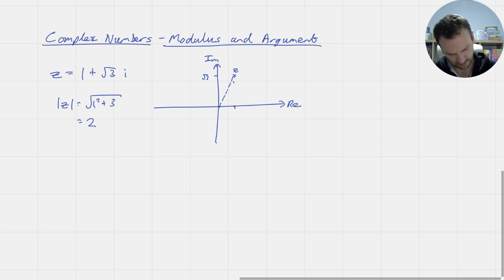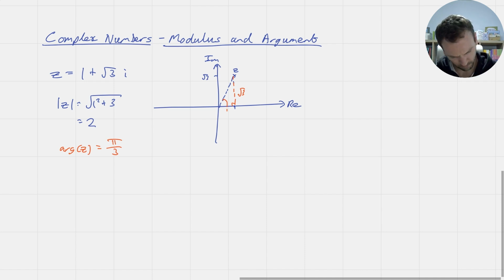Okay, what about the argument for this number then? The argument is measured anti-clockwise from the positive real axis. So the angle we're talking about here is this angle in red. Once again, we can go to the same right angle triangle. This is root 3, this is 1, and just do trigonometry, and the argument of z is simply going to be arctan, or tan minus 1, of root 3 over 1, which if you know your special values, you'll know that's pi over 3. So that's our modulus, and that's our argument of a number.